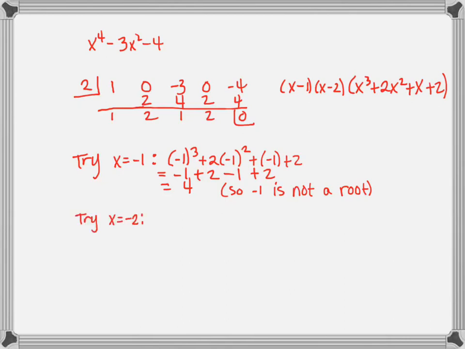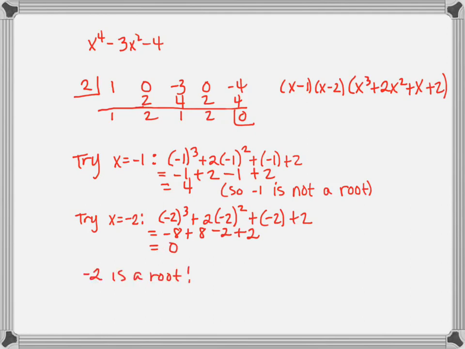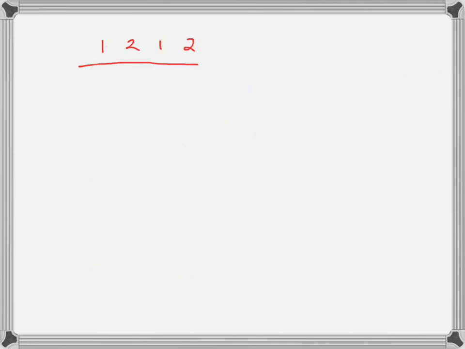Let's try x equals negative 2 because we know we have at least one, or we have one negative real root. So substituting negative 2 in, we have negative 2 cubed plus 2 times negative 2 squared plus negative 2 plus 2. That's negative 8 plus 8 minus 2 plus 2, which is 0. So negative 2 is a root. Let's continue because now we need to divide.